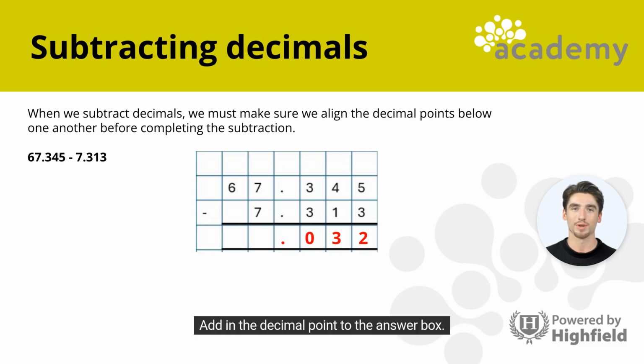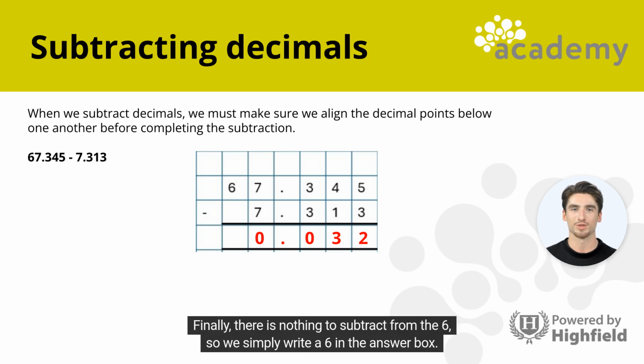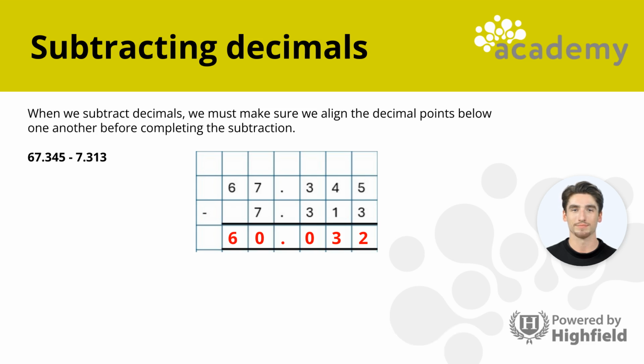Add in the decimal point to the answer box. 7 minus 7 is 0. Finally, there is nothing to subtract from the 6, so we simply write a 6 in the answer box. The final answer is 60.032.